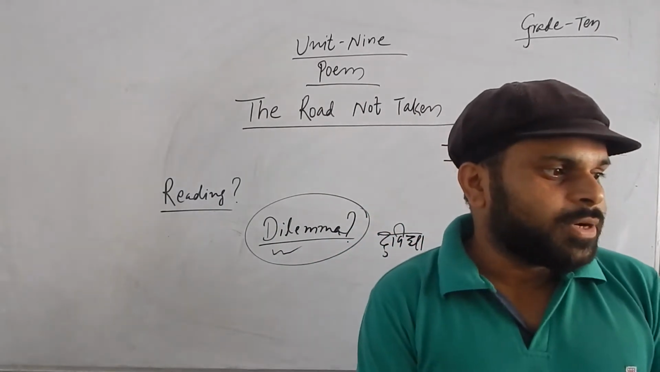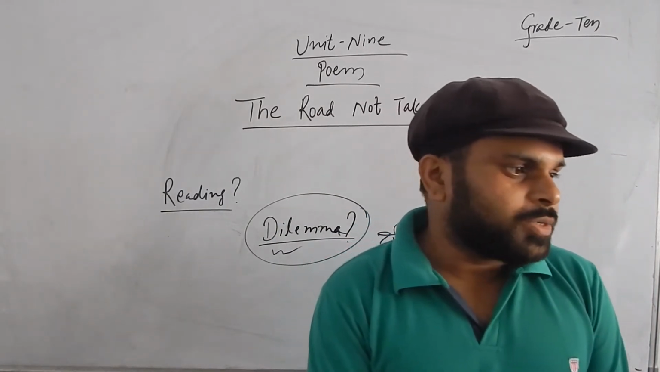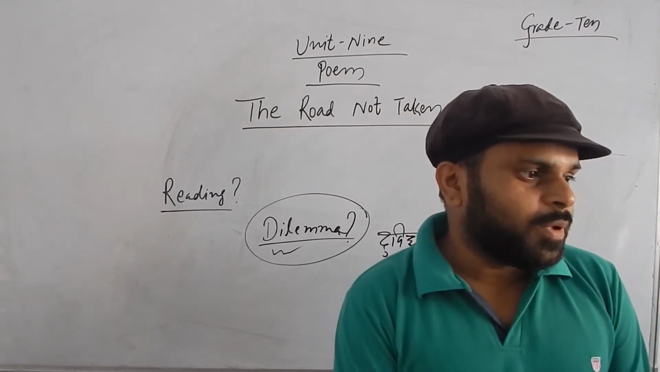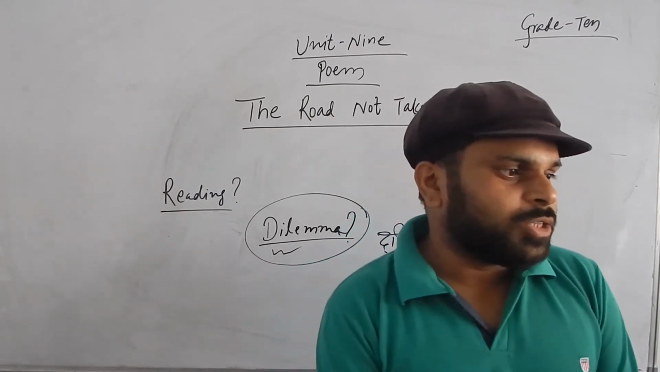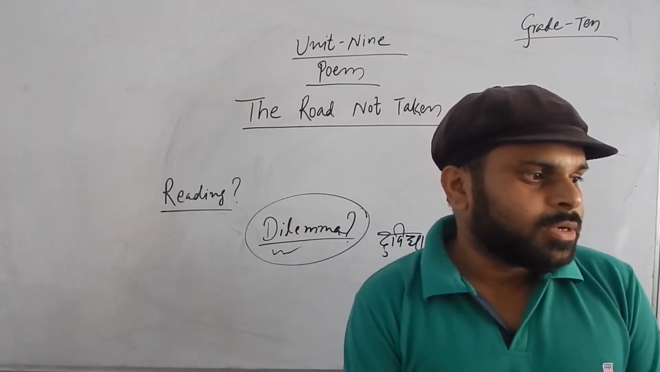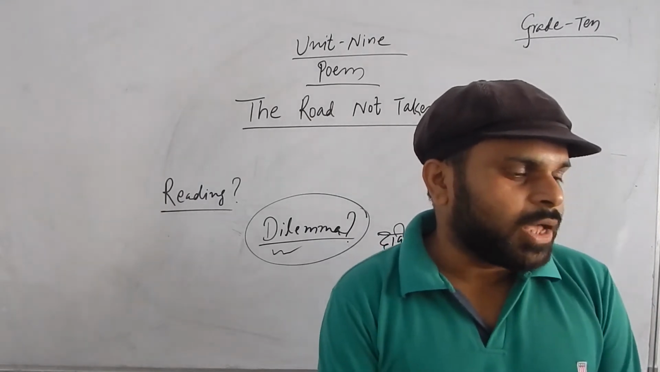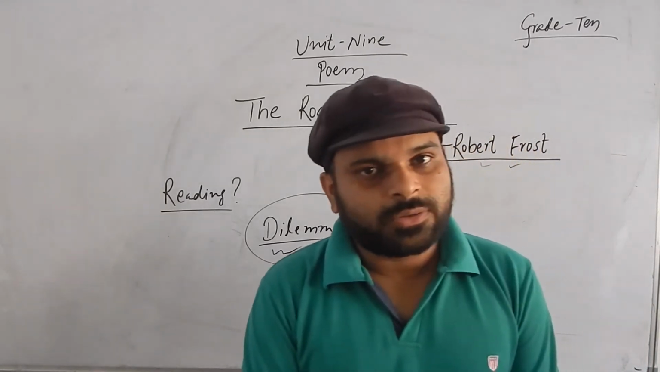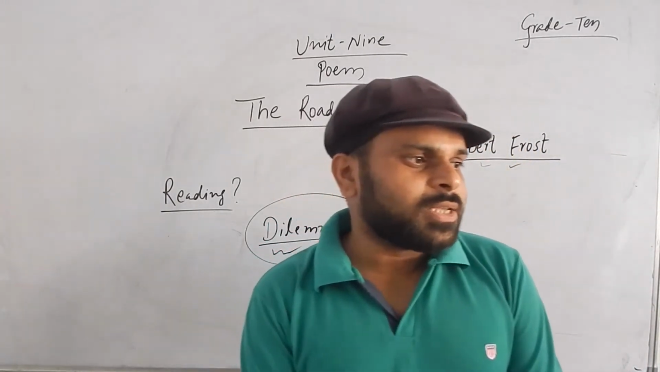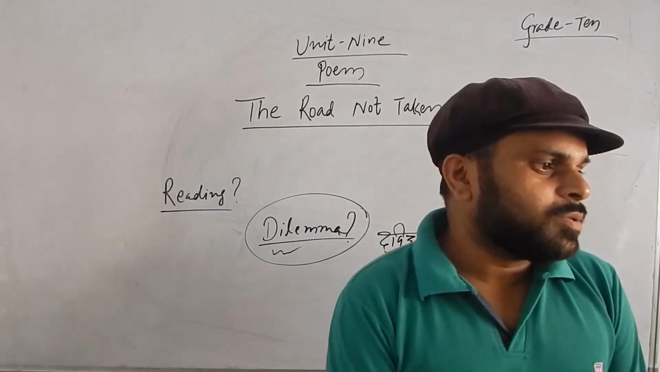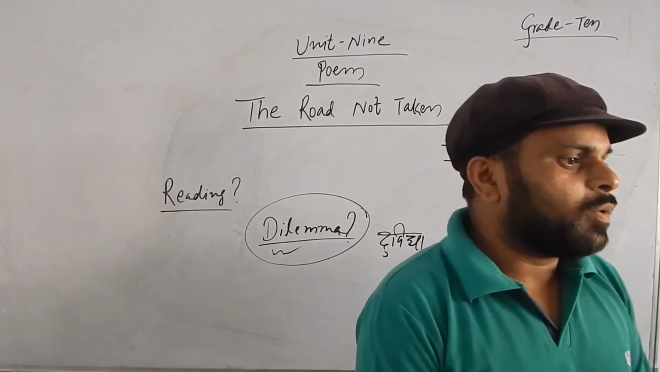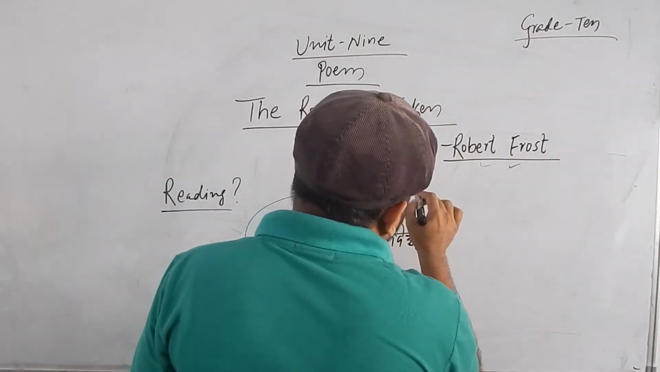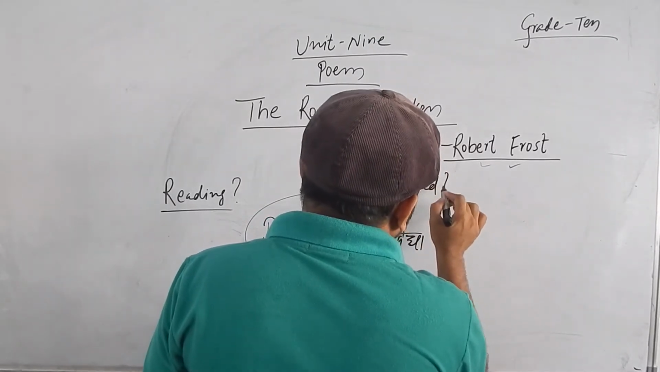Two roads diverged in a yellow wood, and sorry I could not travel both, and be one traveler, long I stood and looked down one as far as I could, to where it bent in the undergrowth. The first stanza says that two roads diverged in a yellow wood. The first term here is diverged.